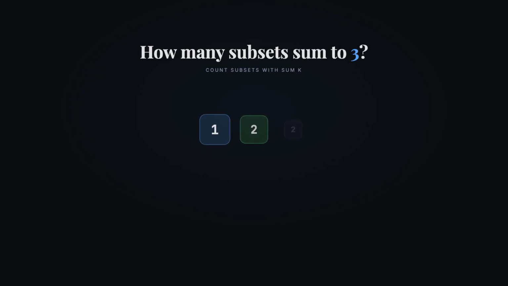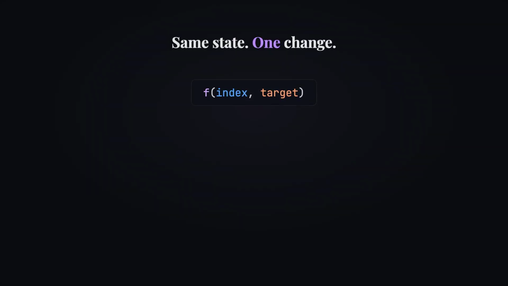Three numbers. 1, 2, 2. How many subsets add up to exactly 3? Take a second. The answer is not as obvious as it looks. It's the same state we've seen before, index and target. But with one tiny change to a single operator, the question transforms completely. And there's a sticky edge case hiding in plain sight that trips up almost everyone.